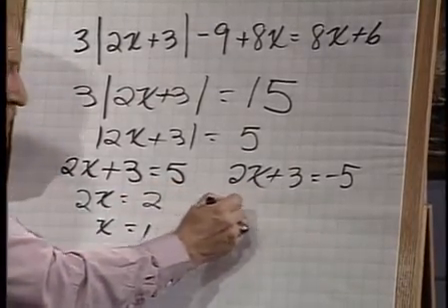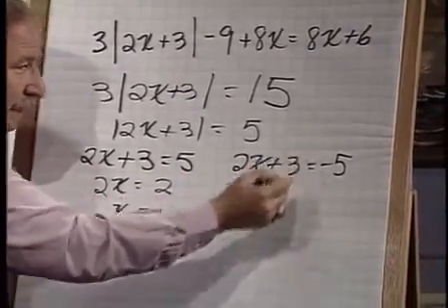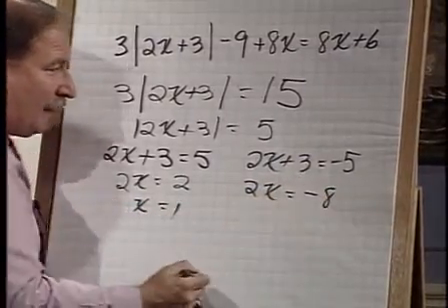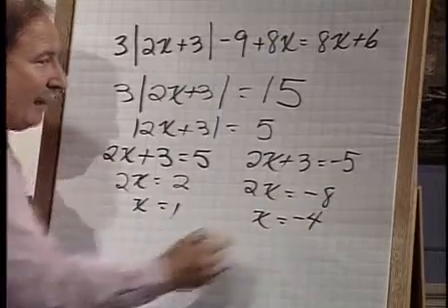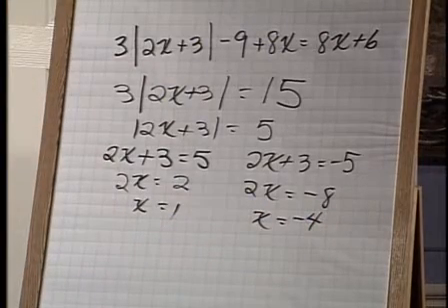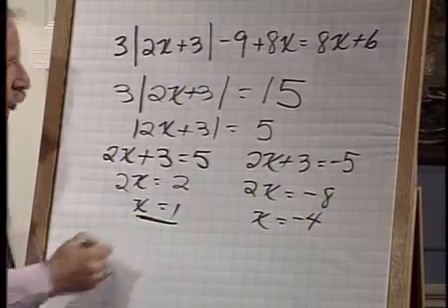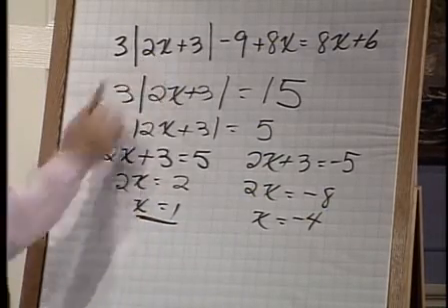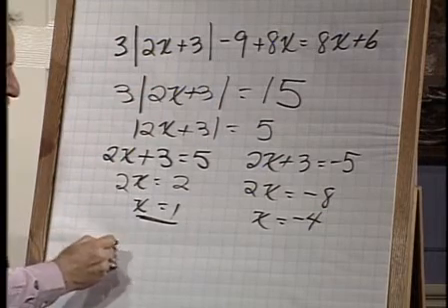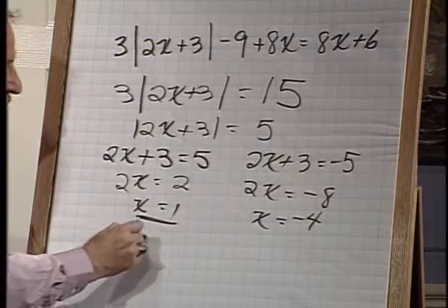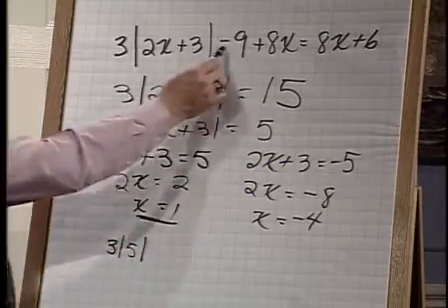Again, subtract 3 from both sides. Again, -5 minus 3, -8. Divide both sides by 2. We have two solutions. Always check in the original problem. Let's try x equals 1. 2 times 1 is 2, plus 3 is 5. So we have 3 times the absolute value of 5, minus 9.